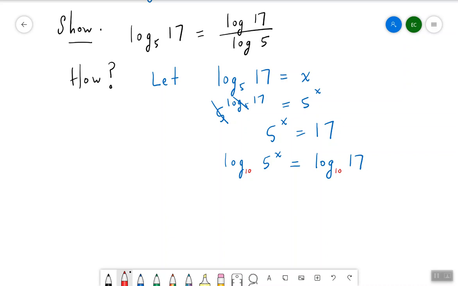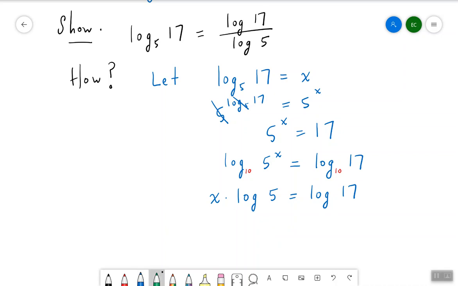At any rate, we have a property of logs which says that if I have the log of an exponential, then I can bring that exponent down in front. This was one of the properties of logs that we studied in section 4.3. It says I can write the x down in front, and I'd have x times log of 5 is equal to log of 17. And then can you see the last step? We'll just divide both sides. Here, let me actually write that step in.